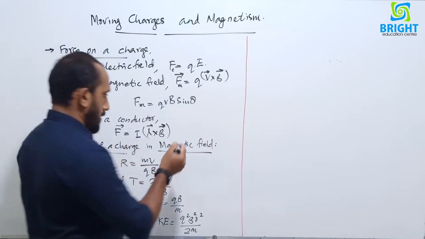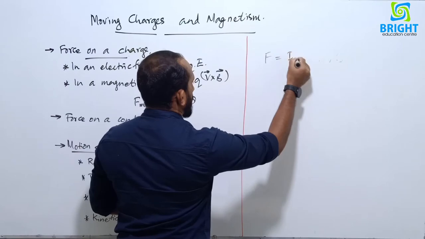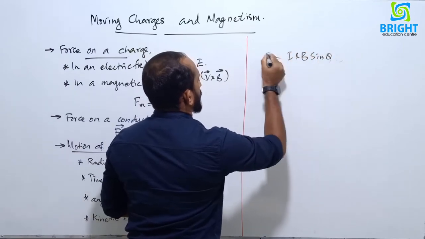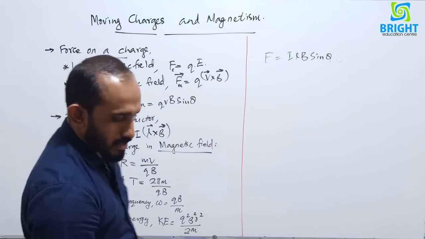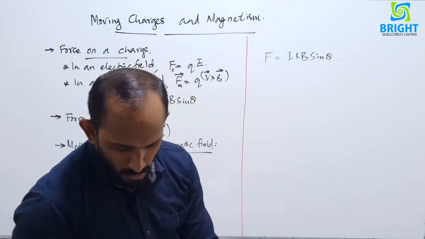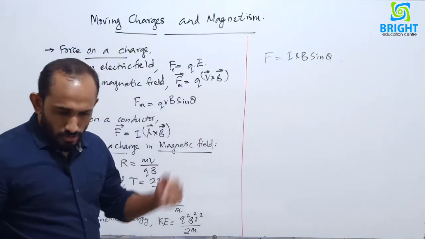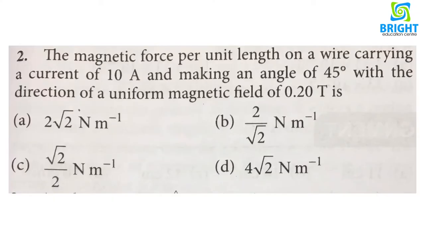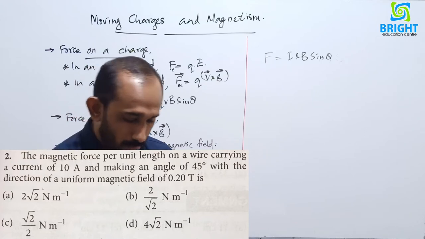If you resolve it, the magnitude F we can have as I L B sine theta. That will be the magnitude of this force. I L B sine theta gives the magnitude of the force. One question we can say like this: what will be the magnetic force per unit length on a wire carrying a current of 10 ampere and making an angle of 45 degree with the direction of a uniform magnetic field of 0.20 Tesla? So you have to find the magnetic force per unit length.